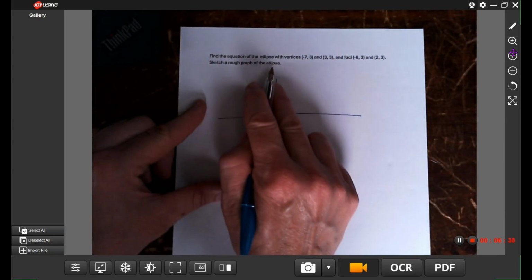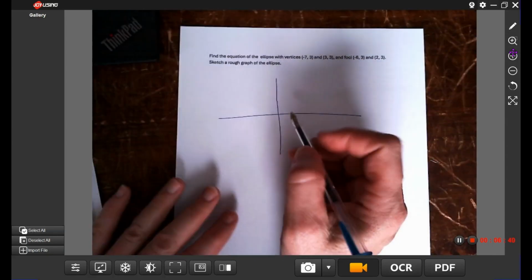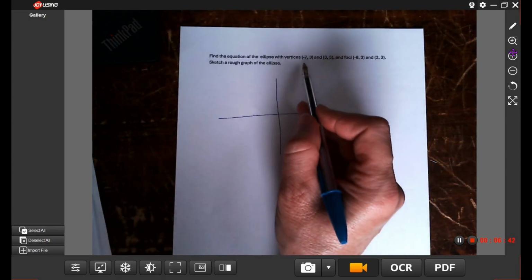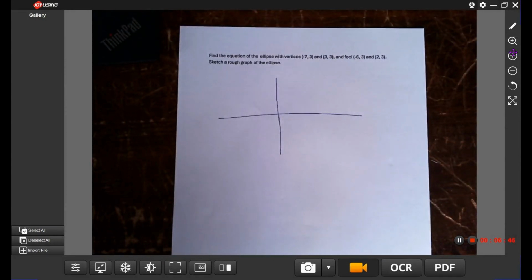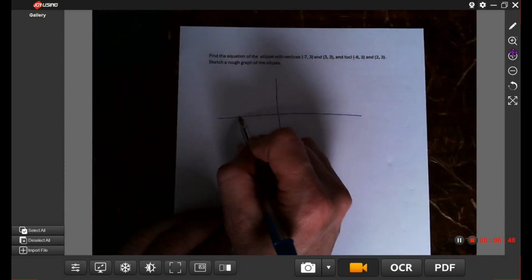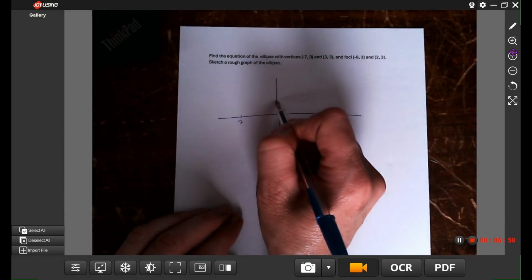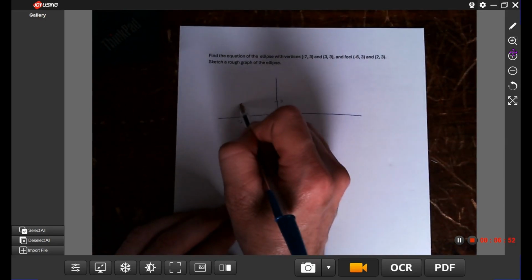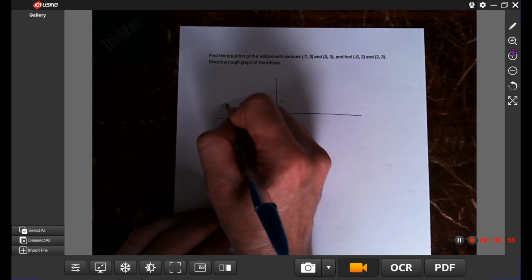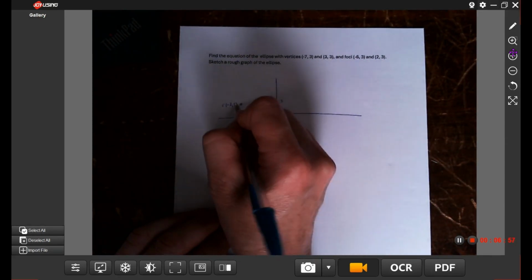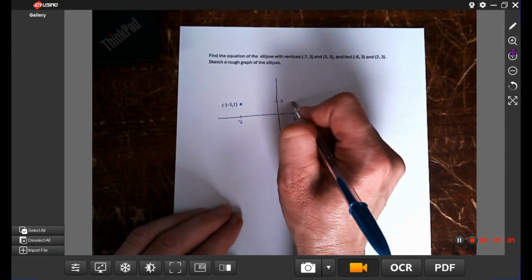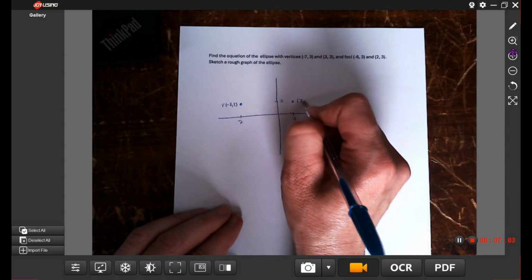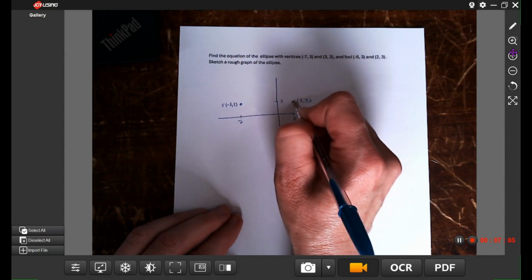See how I have to make a rough sketch of the ellipse? I'm going to start right away with the information that I have. So there's a vertex at (-7, 3). So I'm going to call this -7 and this 3. So there's a vertex, (-7, 3). There's another one at (3, 3). So if I call that 3, this is (3, 3). Now it's a super rough sketch.